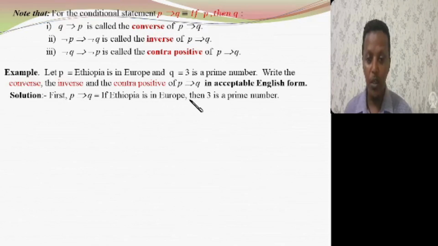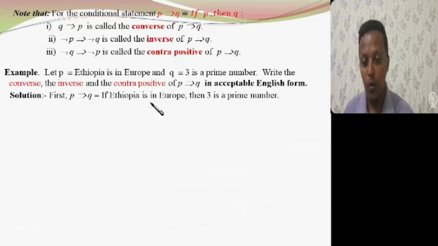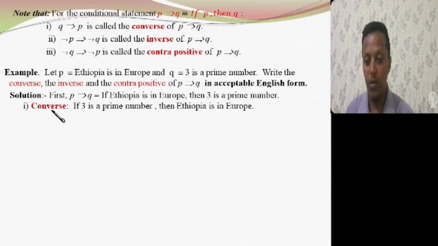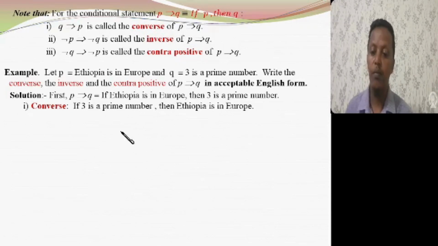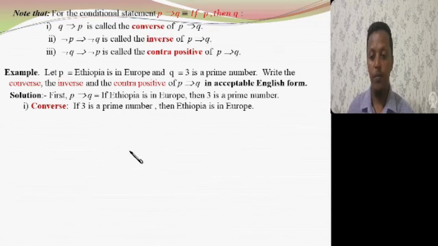So if Ethiopia is in Europe, then 3 is a prime number is the verbal statement of P implies Q. This is the symbolic form, and this is what? The verbal statement. So for this conditional statement, we are going to find the converse, inverse, and contrapositive. Now the converse, Q implies P. If Q, then P. If Q means if 3 is a prime number, then P, it appears in Europe. So if 3 is a prime number, then it appears in Europe is the converse of P implies Q.